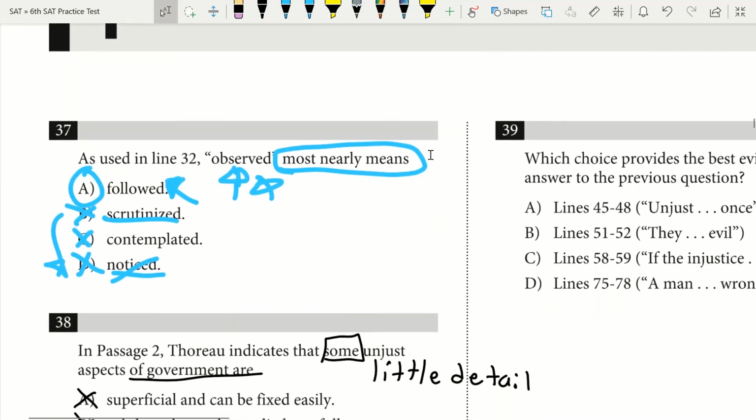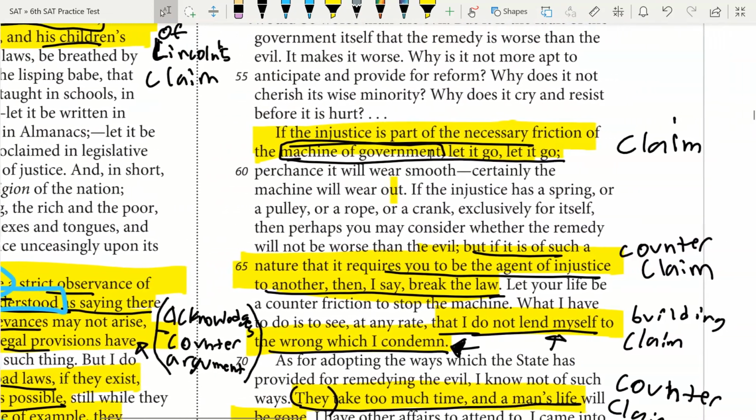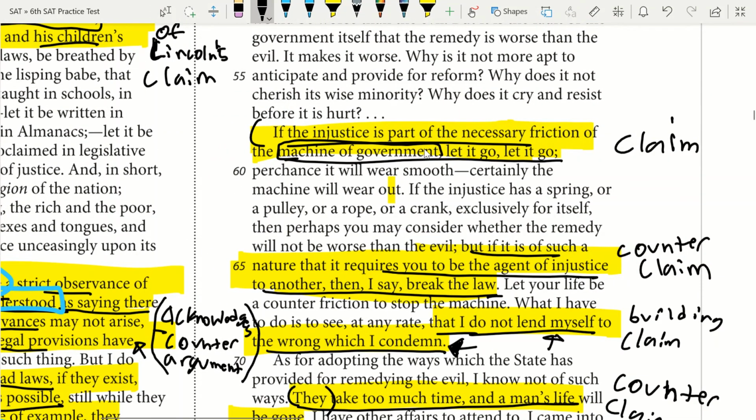Is our next question evidence? It is. So I'll go ahead and find the evidence for it. That's what I highlighted up here, when he talks about "if injustice is part of the necessary friction of the machine of government, let it go. Let it go. Perchance it will wear smooth. Certainly the machine will wear out." So I'm probably looking at lines 58 to 60 or 58 to 61, something that contains the part I'm putting in parentheses here. That's really claiming that if injustice is just part of government, because there are always going to be some laws that aren't good or could be improved, then just let it go. Okay, so that's what he's arguing there.